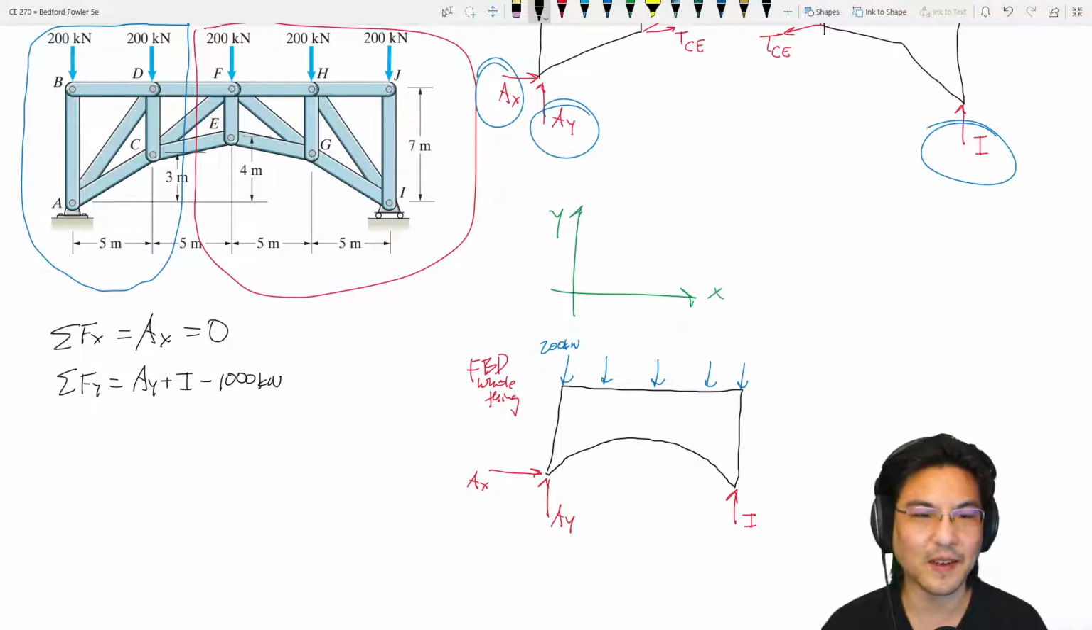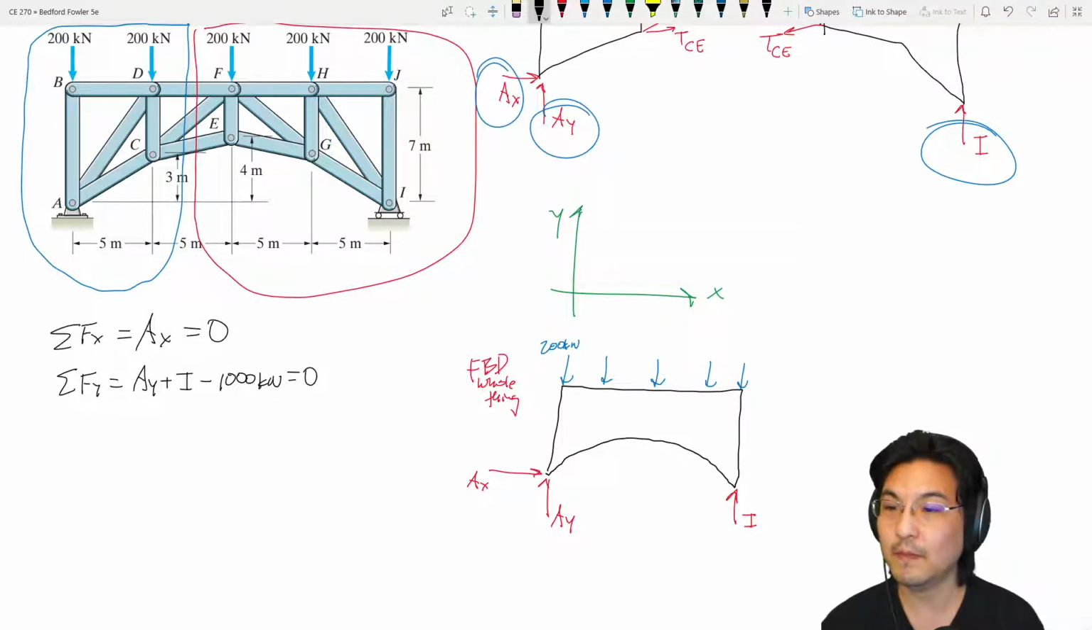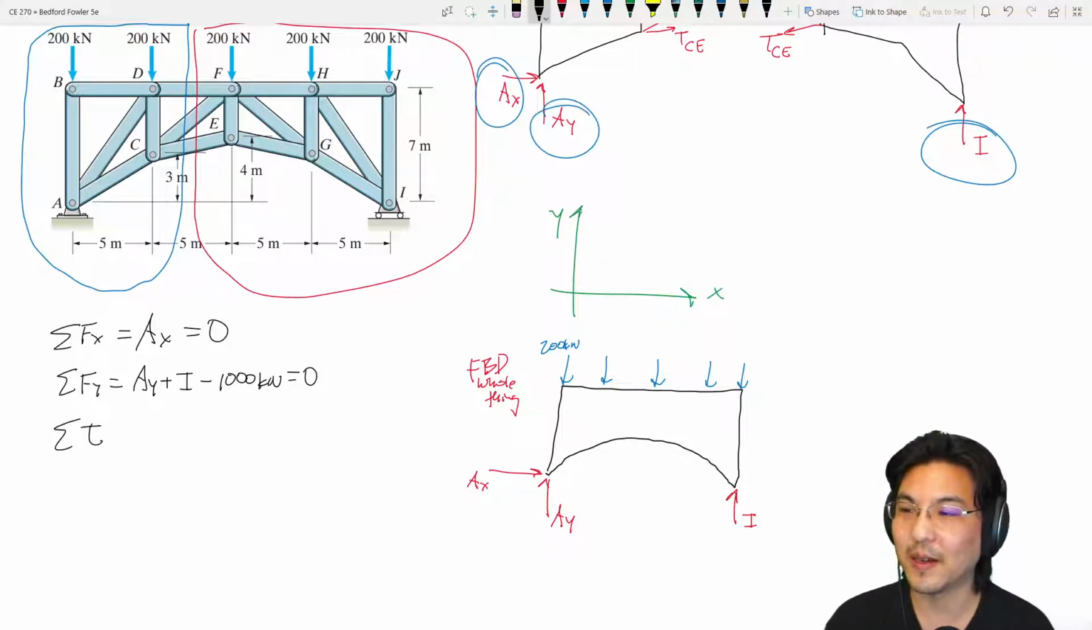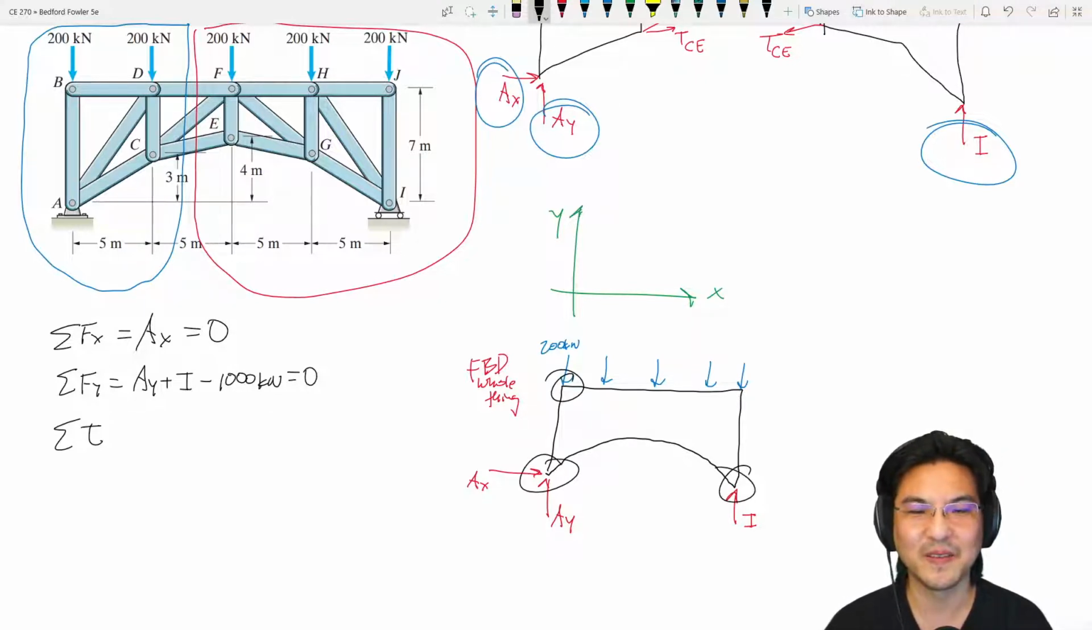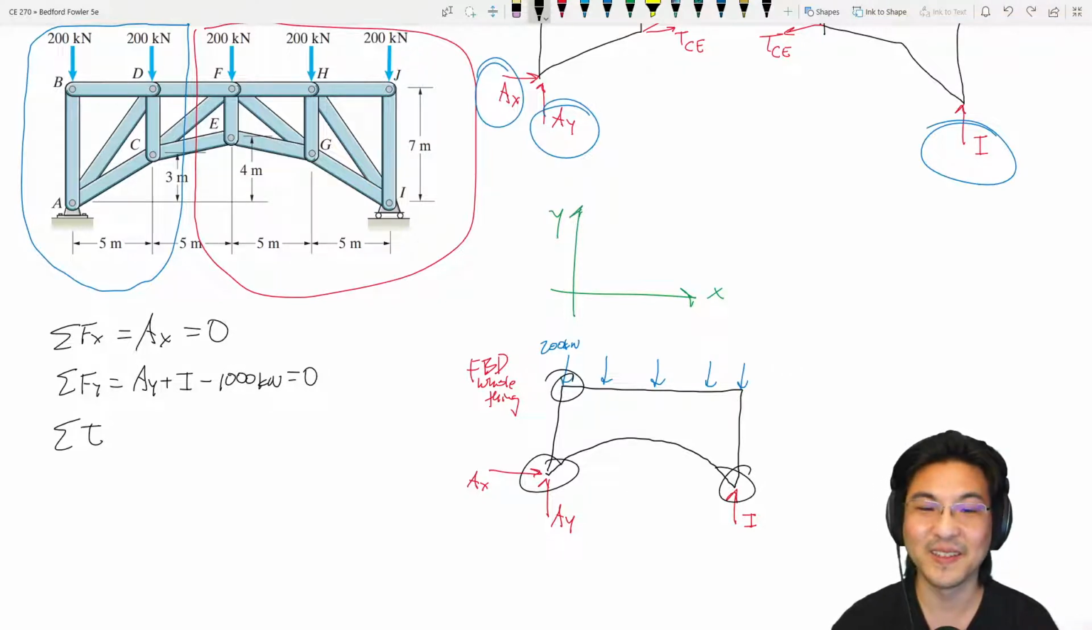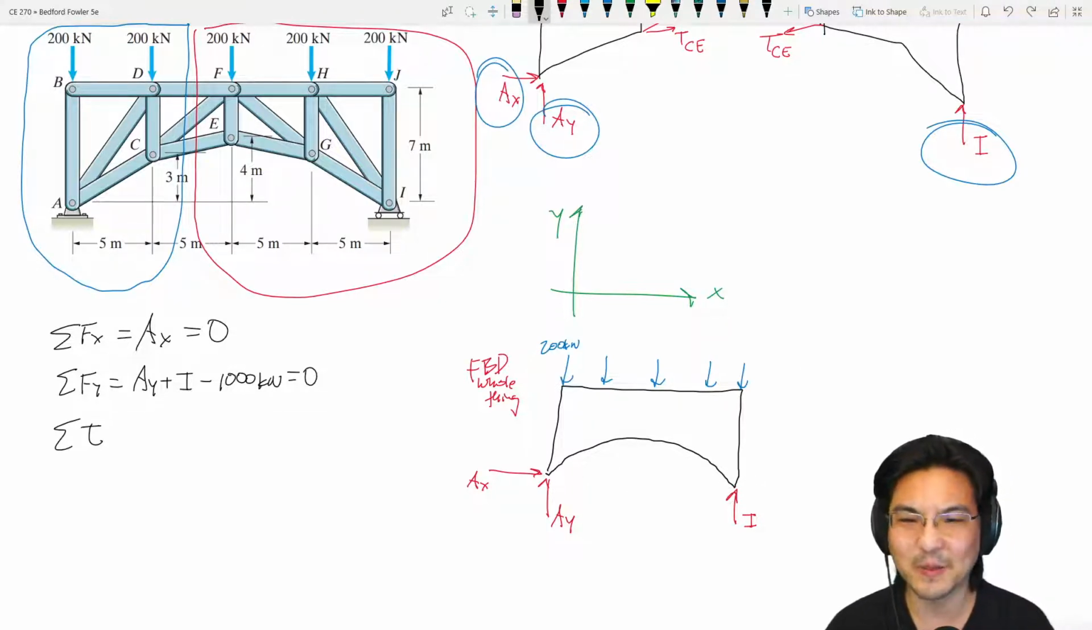And I think I got everything. Equals 0. All right, let's sum torque about anywhere you want. Where's good? Here, here, here, here, here. It doesn't matter. But maybe let's be clever about it.